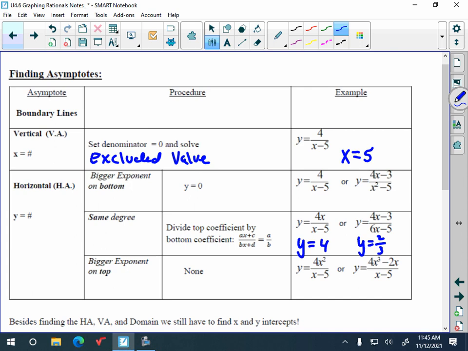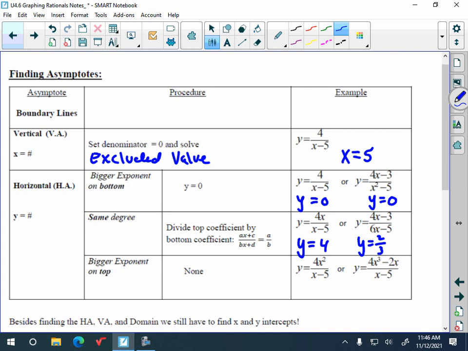Let me do the ones above it real quick again. This one's y equals 0. This one's y equals 0 for the horizontal. Yes? So, for the first one, yes. If the x on the bottom is bigger than the x on top, then it's 0. Yes.